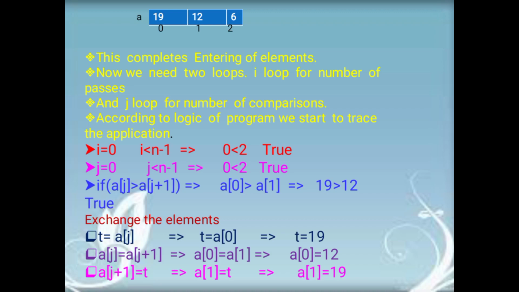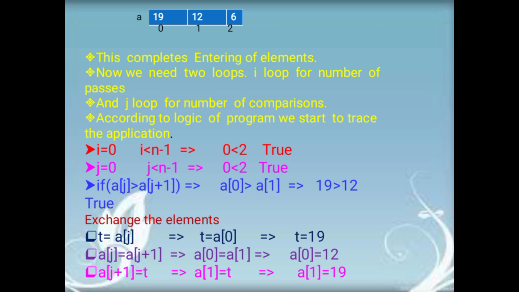Now we are going to explain the logic of the program. Okay, now we need two loops: the i loop for the number of passes and the j loop for the number of comparisons. According to the logic of the program, we start to trace the application. So start i is equal to 0 and compare i less than n minus 1. So 0 is less than 2. Yes, it is true. And next it comes inside the j loop variable.